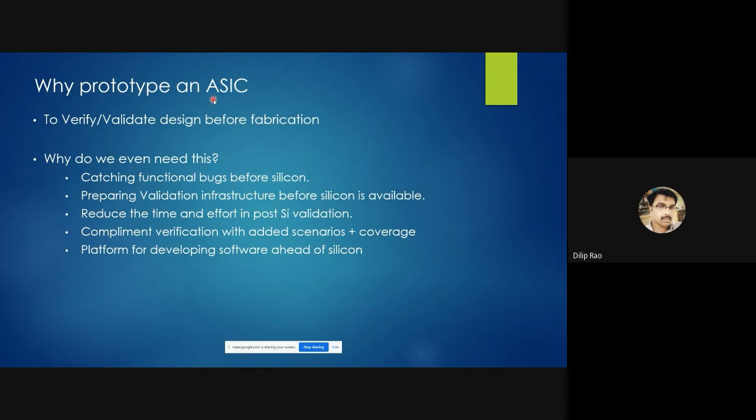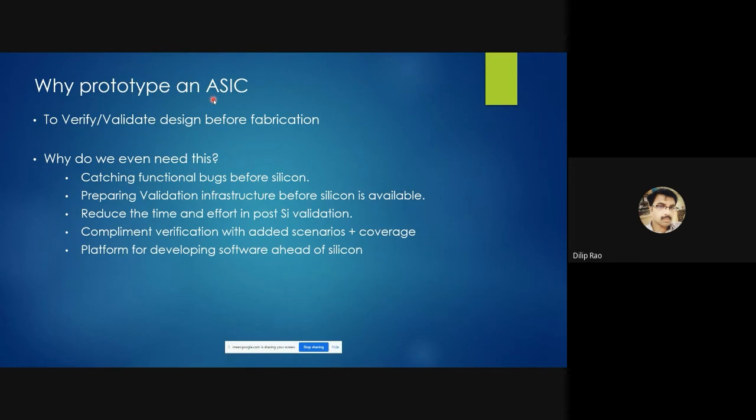So now we are going to discuss a bit about why we need to prototype in FPGA, why we need to bring in FPGA into an ASIC design cycle. Why can't we just go ahead with the ASIC design cycle as it is? Why do we need to have this extra complexity in terms of FPGA design and prototyping and proof of concept?